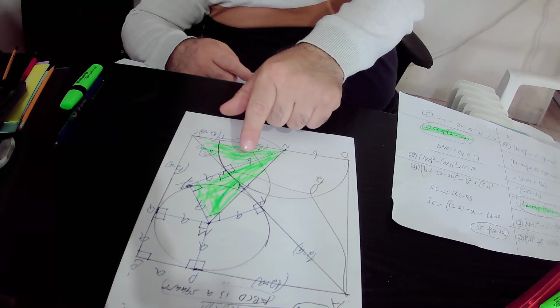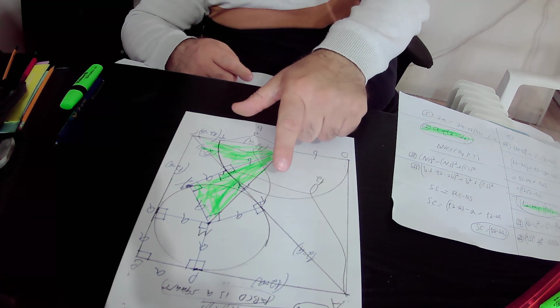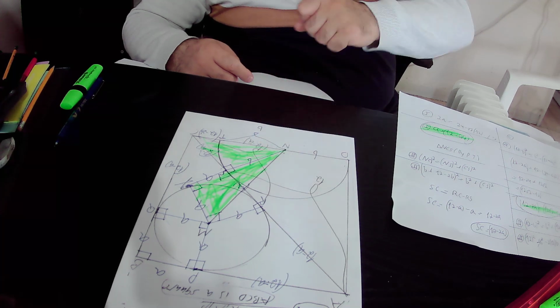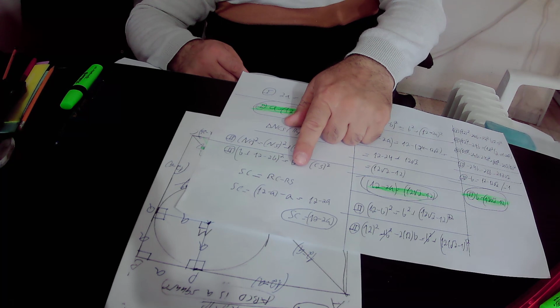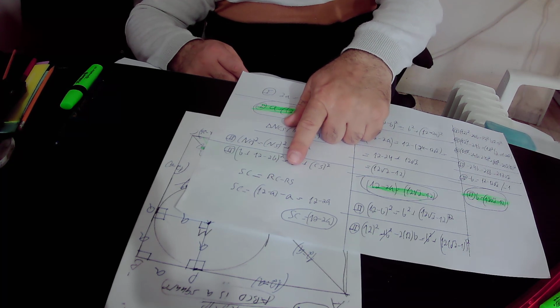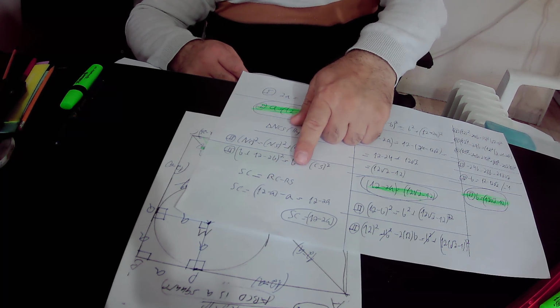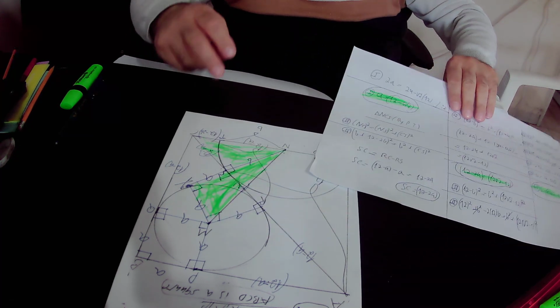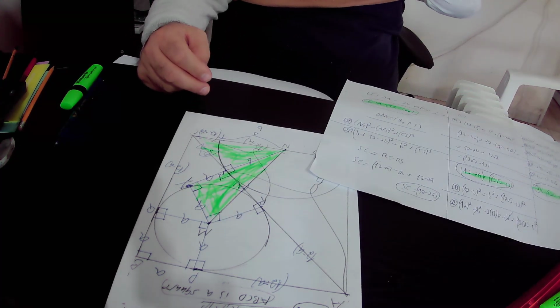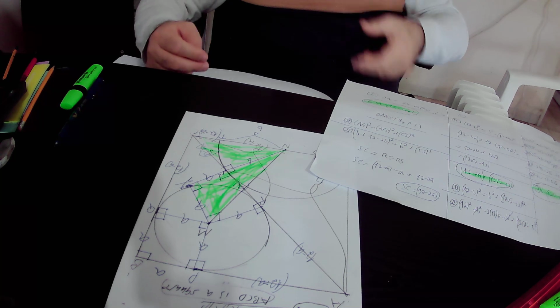And then we also found out the value of SC. The value of SC or CS is equal to RC minus RS. RC equals 12 minus A, and RS equals A. So SC equals 12 minus A minus A, that is to say SC equals 12 minus 2A.